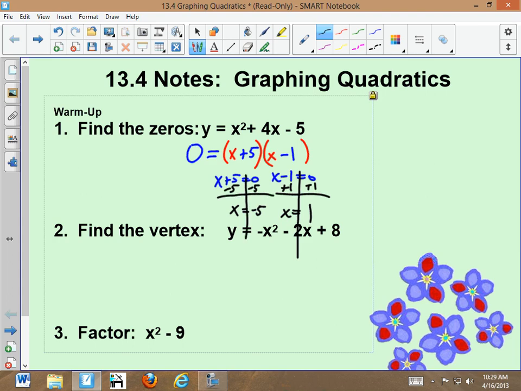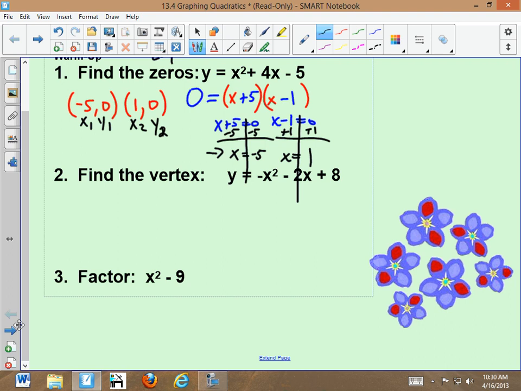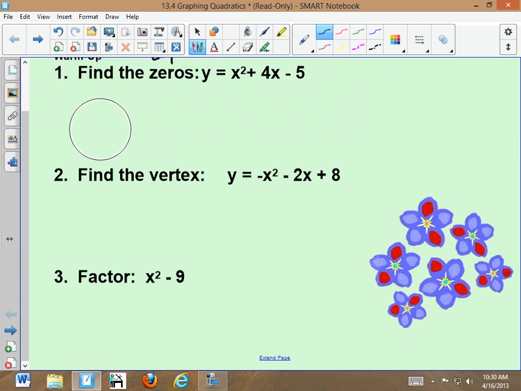Okay? So to find my zeros, I take my two x values and set each of them in an ordered pair with my y value being 0. That's all I'm doing. So this is x1, y1, x2, y2. I got x1 and x2 from right here. It doesn't matter which one is x1 and x2. Then I set them equal to 0 because they're my zeros or my legs. That's easy. You should know how to do that. Okay? I say okay a lot.